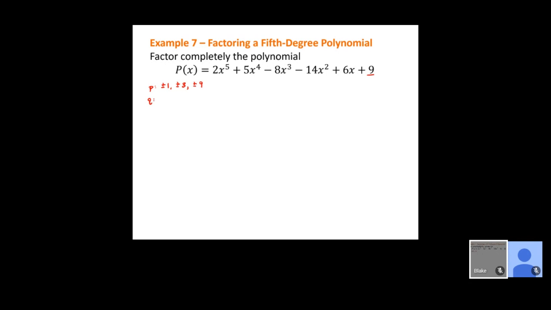Now I'm going to list out my q values, which are just the factors of the leading coefficient, which is 2. So plus or minus 1 and plus or minus 2. Now we divide. So p over q. Again, I'm going to take all my p values over each q value now. So 1 over 1 is going to give us plus or minus 1. 3 over 1 is plus or minus 3. 9 over 1 is plus or minus 9. Now divide each one by 2. 1 over 2 is plus or minus 1/2. 3 over 2 is plus or minus 3/2. And then 9 over 2 is plus or minus 9/2.